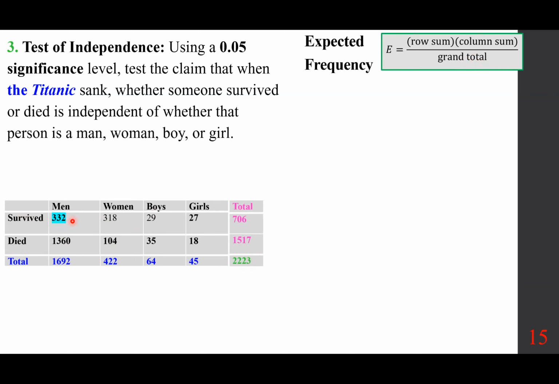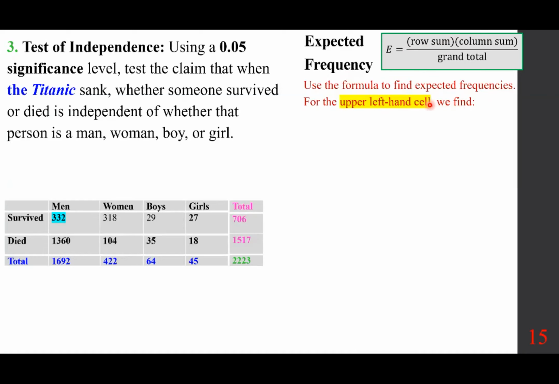So for example, the first row, here's the row sum. The first column, here's the column sum. This number, whether you add these two numbers or these four, gives you the same answer, and that is the grand total. Use the formula to find the expected frequencies for the upper left-hand cell. So we want to use this for this number, 332. What is the row sum? 706. So we want to use it for this one.